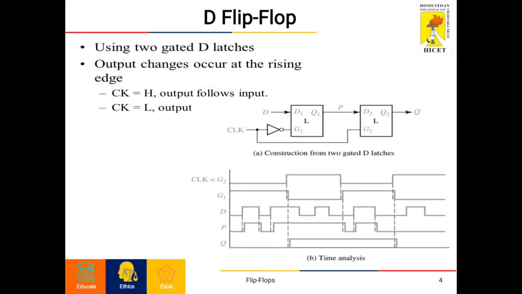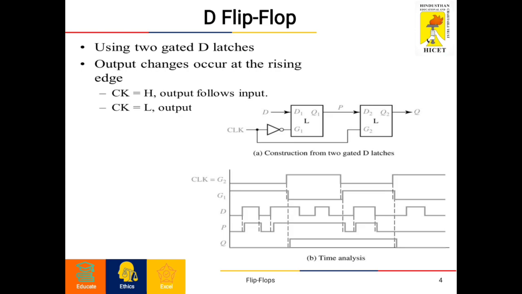A D flip-flop, also known as a delay flip-flop, is an electronic device which is used to store a single bit of data. Using two gated D latches, the output change occurs at the rising edge. When the clock is high, the output follows the input, and when the clock is low, the output remains the same. The D flip-flop consists of a single input D and two outputs. The basic working of D flip-flop is as follows.